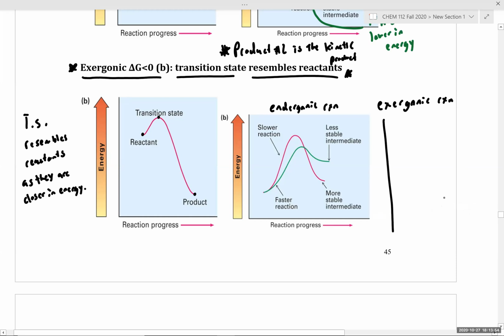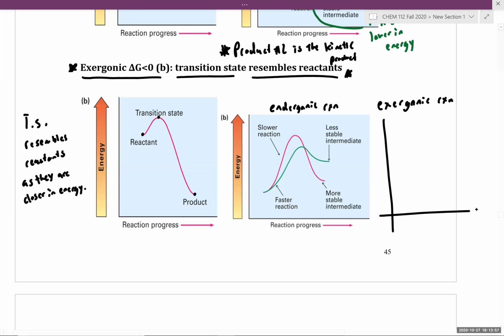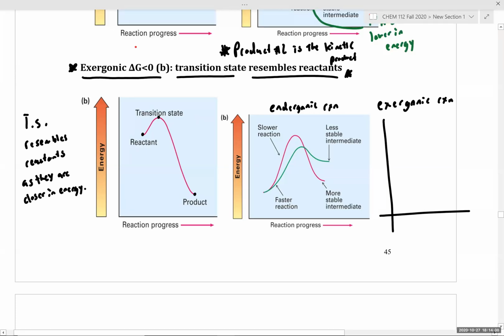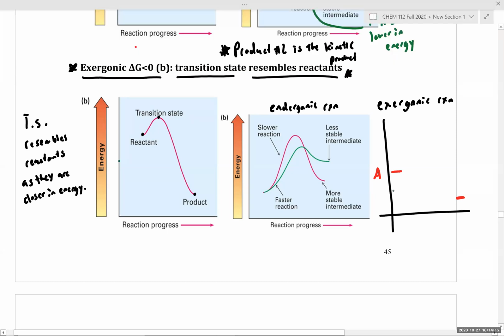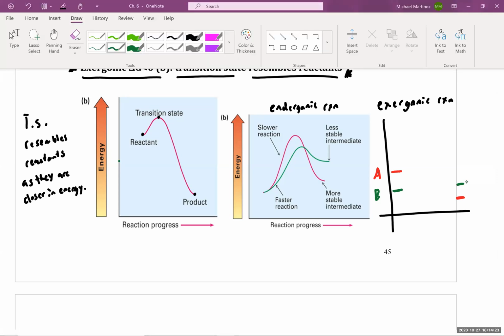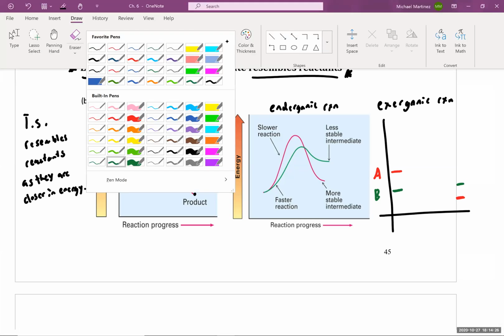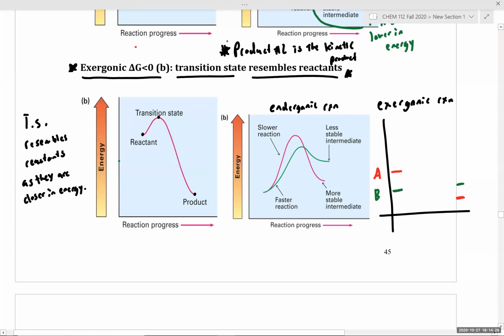So if we're looking at an exergonic reaction, we're going to draw two lines for A and B. So we have coordinate A and B. Okay, perfect. So in an exergonic reaction, just showing you how you'd put together one of these curves on your own, your transition state resembles your reactants.